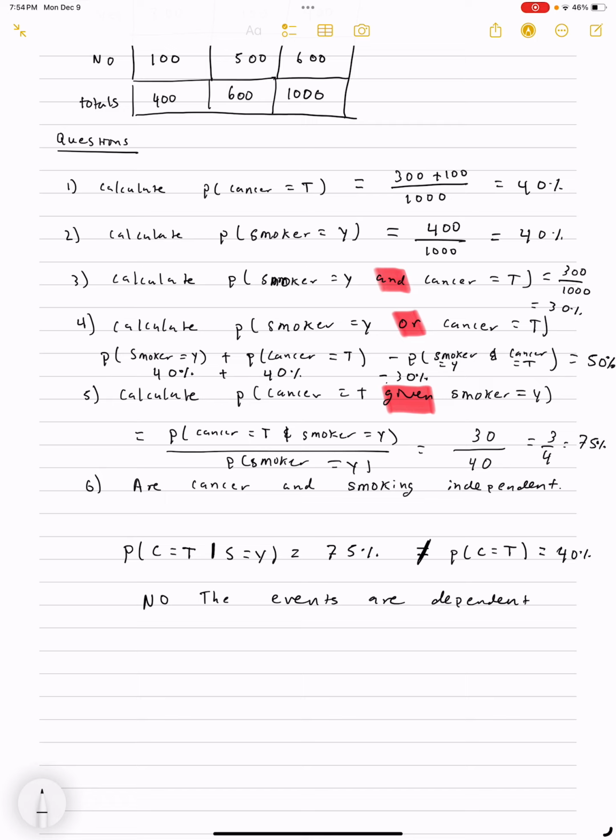You could also calculate and verify this another way with this formula and check that the probability of cancer being true and smoking being yes is not equal to the probability of cancer being true times the probability of smoker being a yes. And I'll leave the second one as an exercise, but it will also show that they are dependent events.